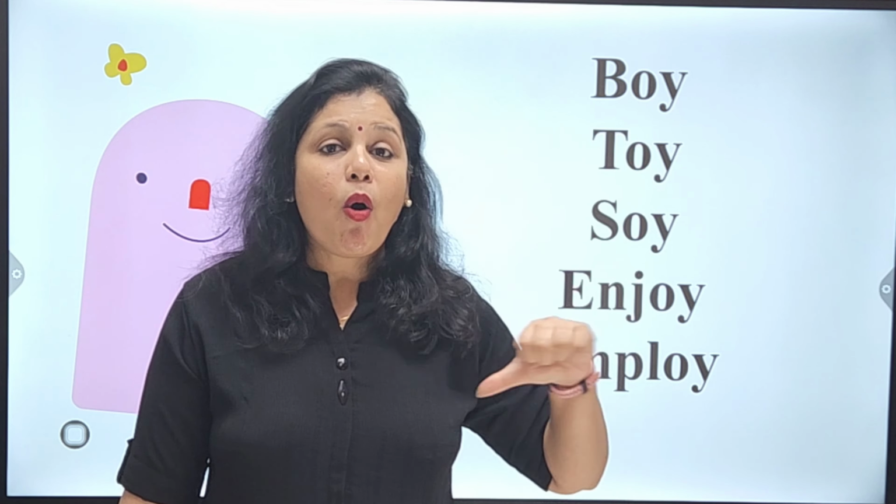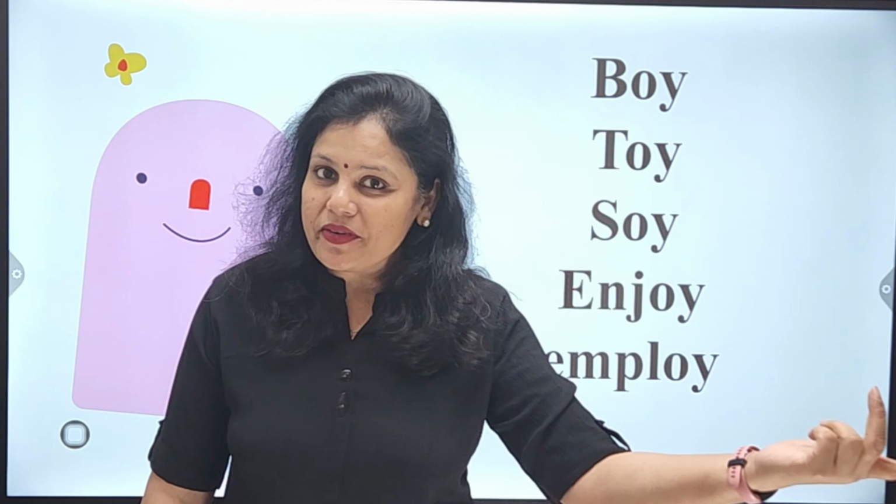So let us see rule number 3, which actually you might not have seen elsewhere. We have covered 2 rules here, that is, the oi sound in the beginning or in the middle of the word will be written as oi, and the oi sound at the end of the word will be written as oy. But what is there in rule number 3? Let us quickly see rule number 3.